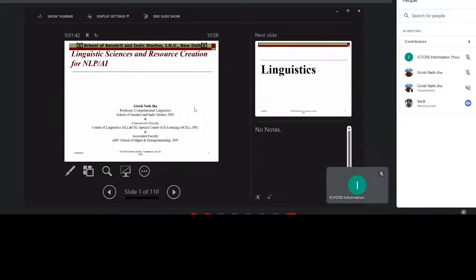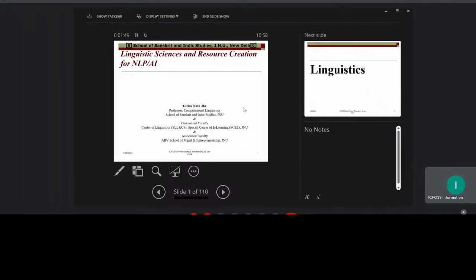So the plan is to introduce you to linguistic sciences very briefly, and then the kinds of data that we need. Data we roughly call it resource, right?